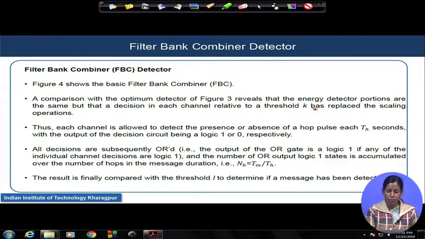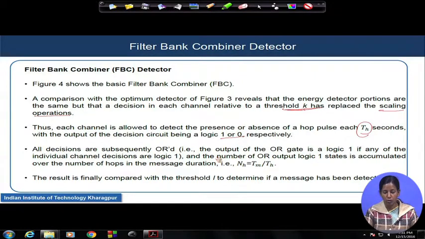So, we have the same energy detector portions as the other one, and the decision in each channel relative to a threshold K has replaced the scaling operation. We have introduced this threshold K, and the scaling operation of the earlier optimum section is removed. Each channel gives a decision circuitry that detects the presence or absence of a signal over the hopping duration and gives either a logic 1 or logic 0 at the output, as I have explained.